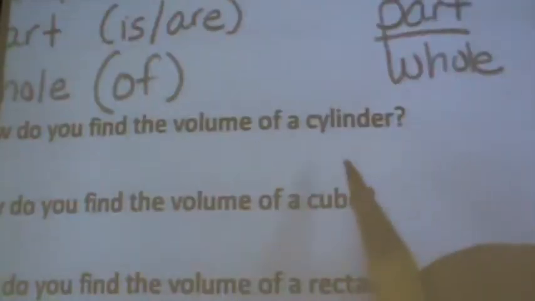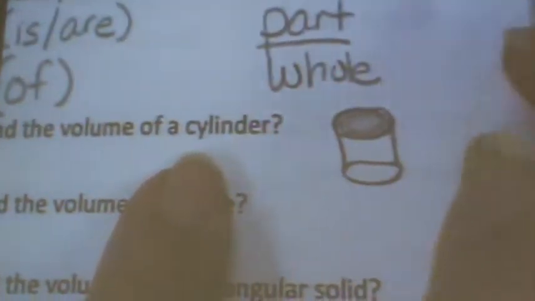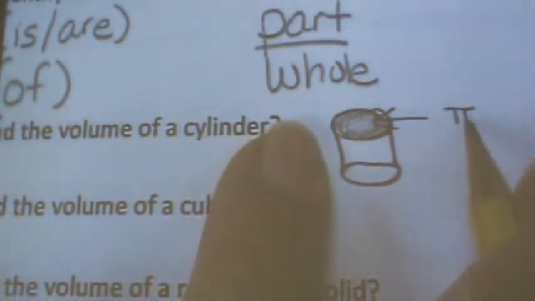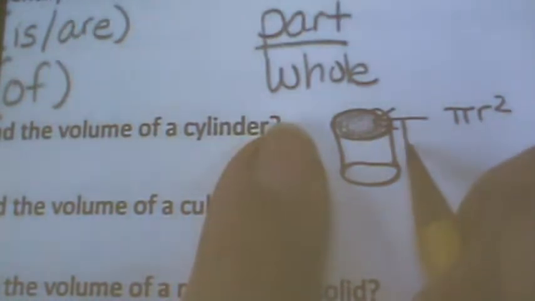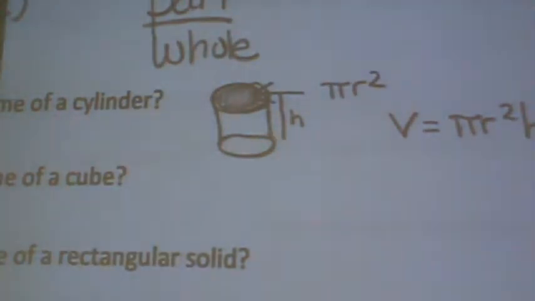How do you find the volume of a cylinder? So here's a cylinder, it looks like a can, right? So you've got a circle here. So I wanted to find out the area of a circle. What's the area of a circle? Pi r squared. And then times the, what's that? Height. So the volume is pi r squared times h.